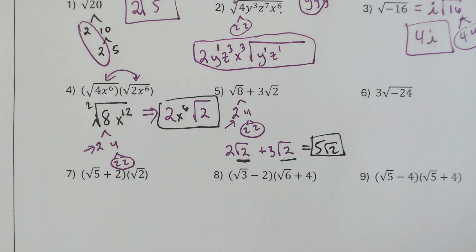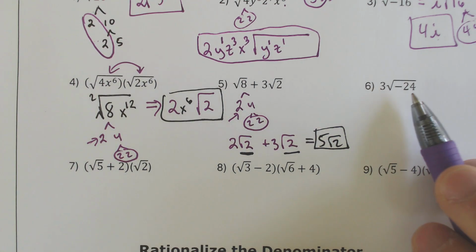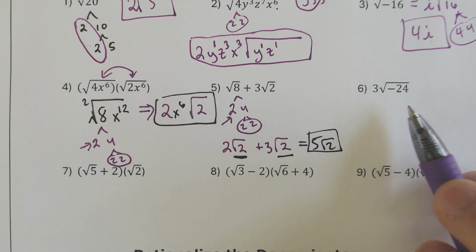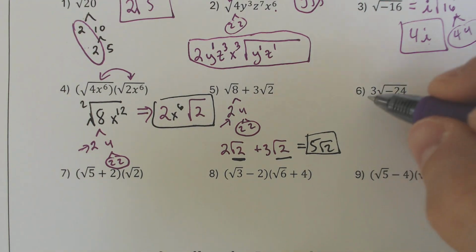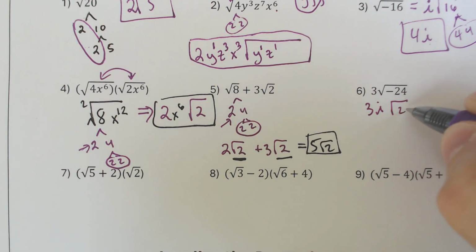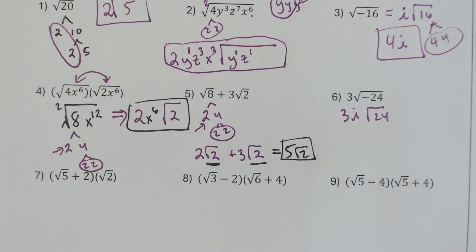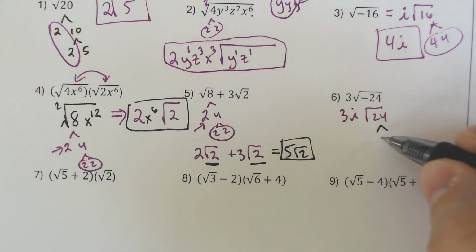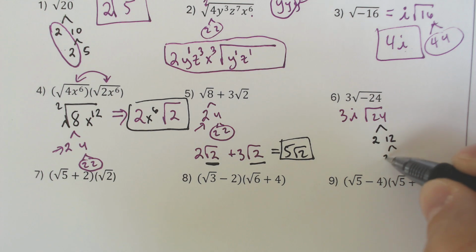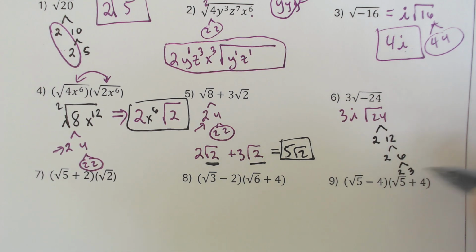All right, keeping it going. We've got the square root of negative 24. What do we do when we have a square root of a negative number? Any negative number, you take out an i, make it a positive 24. Now we have to break down the 24. 24 turns into 2 and 12, 2 and 6, 2 and 3.